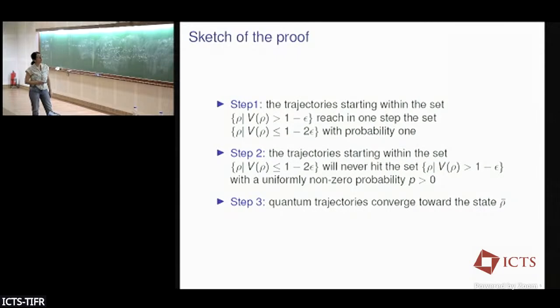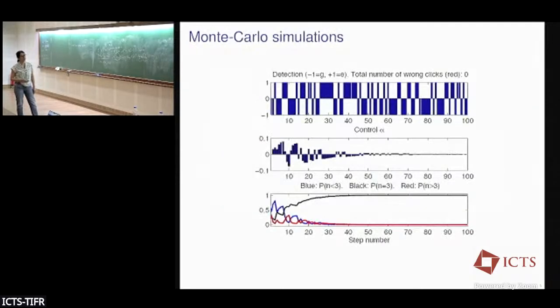So today I don't want to talk about the details of the proof, so you can look at the paper. I will just introduce a simulation here. You have the detection, and this is your control, and you can see that it converges to 0. Here the target is the state 3,3. In blue, you have the probability to have n less than 3. In red, you have the probability of the complement. And the black one is the probability to converge to the target. You can see it converges to 1, and the alpha converges to 0.